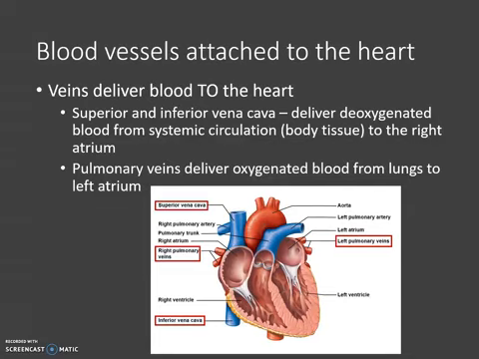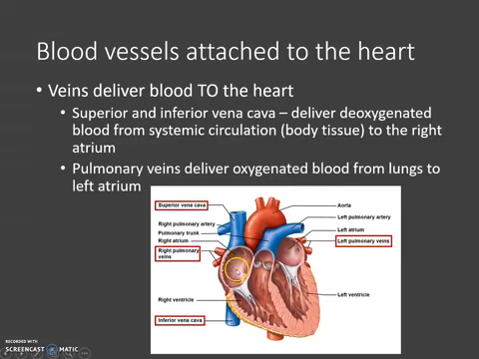So we're going to start with the veins. The major veins that deliver blood to the right side of the heart are the superior vena cava and the inferior vena cava. And basically everything from the upper half of your body drains into the heart through the superior vena cava, and all the blood from the lower part of your body drains into the heart through the inferior vena cava. And both of these blood vessels are attached to the right atrium.